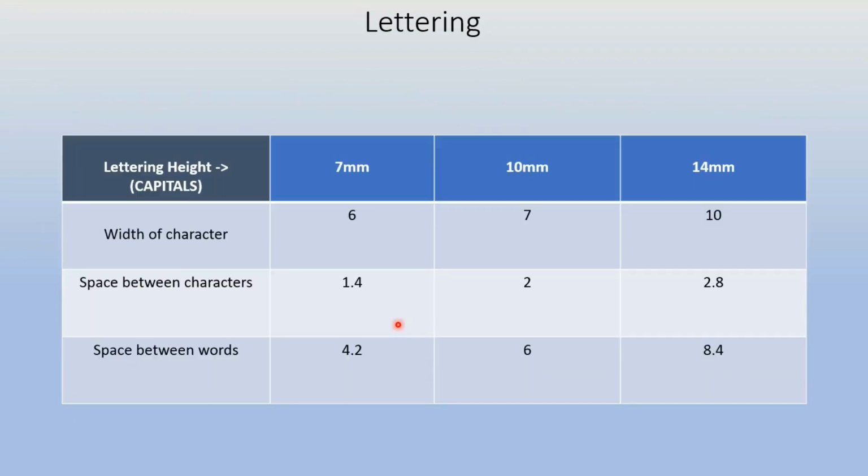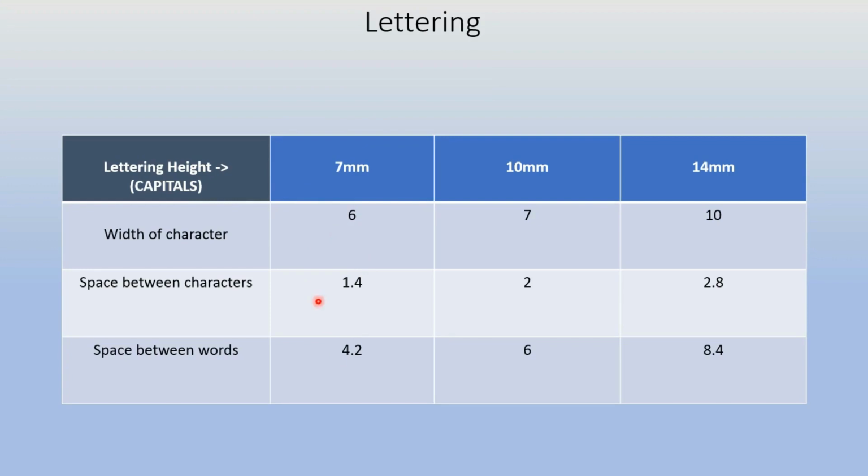So you see, I have given one table here. You just observe that this is the height of the capital letter, 7 mm, 10 mm and 14 mm, for which you have to take the width, space between characters and space between words accordingly. So for example, if in the exam you have a question asking you to write something in 7 mm lettering height with capitals, they will not provide you with these numbers. You have to remember these numbers.